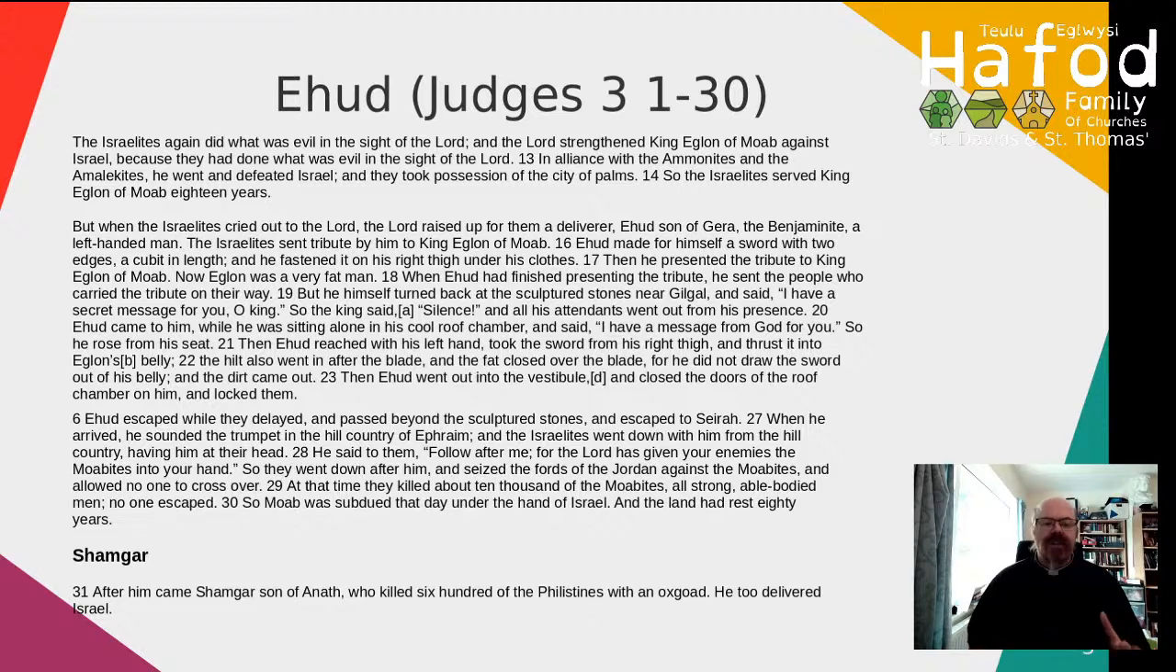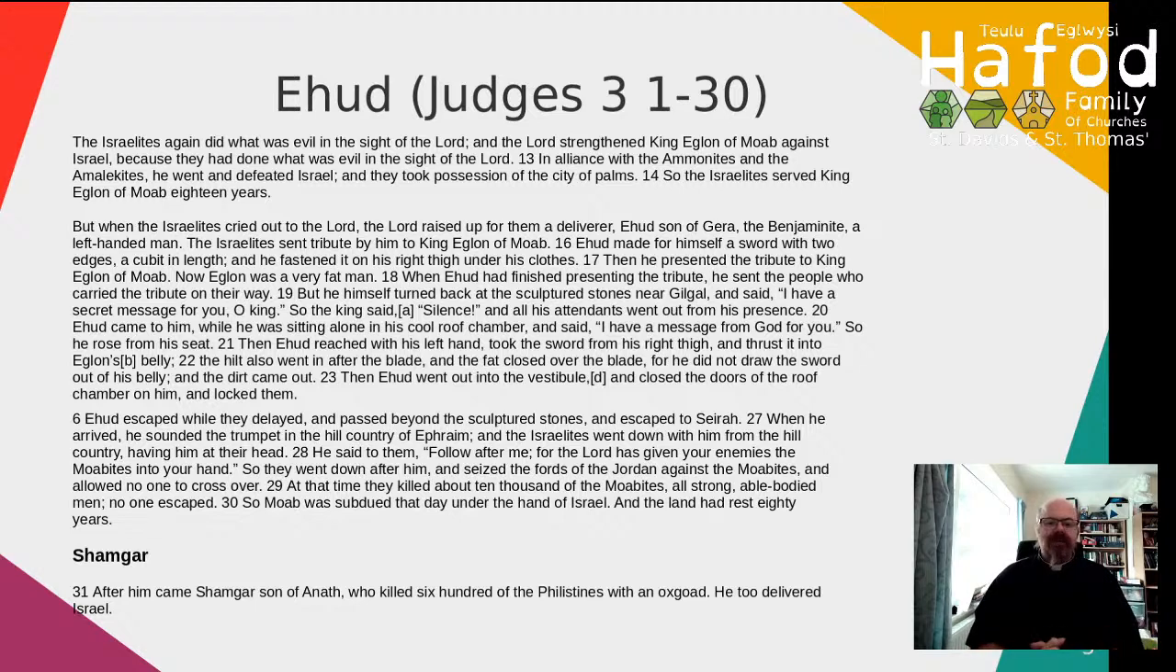Ehud made for himself a sword of two edges, a cubit in length, and fastened it to his right thigh under his clothes. Now, this is important because it can only be drawn by a left-handed man. Most people are right-handed, and so the cloak would reveal that they weren't carrying a sword, and so he would be let in front of the king. Eglon is a very fat man.